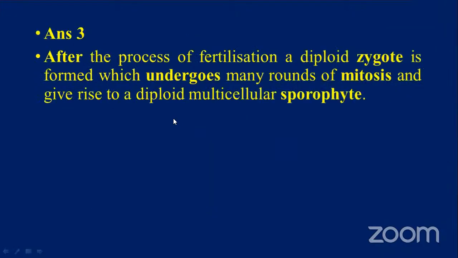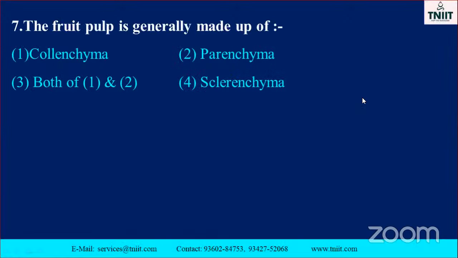Okay, next. See the question: after the process of fertilization, diploid zygote is formed, which undergoes many rounds of mitosis and gives rise to a diploid multicellular sporophyte. Sorry, sporophyte. Go to the next one.